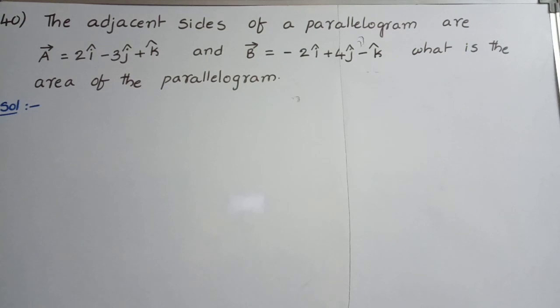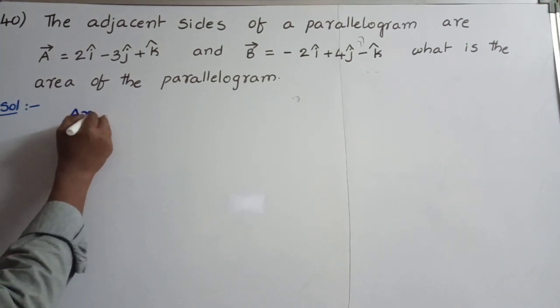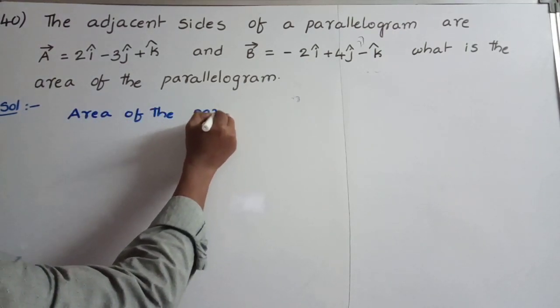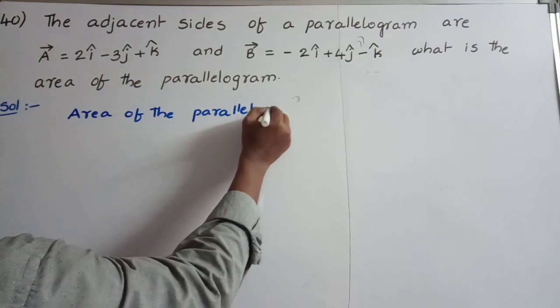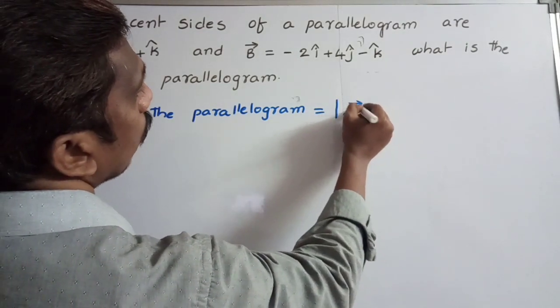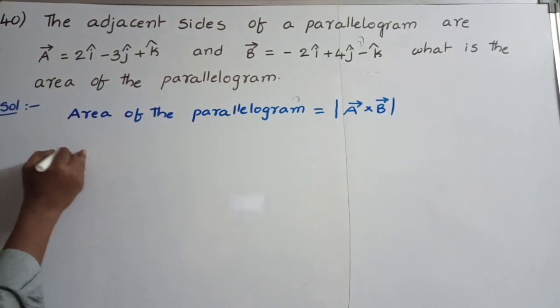Problem number 40. The adjacent sides of a parallelogram are a bar is equal to 2i cap minus 3j cap plus k cap, and b bar is equal to minus 2i cap plus 4j cap minus k cap. What is the area of the parallelogram? So the adjacent sides are given, then area of the parallelogram is equal to magnitude of a bar cross b bar. So first we should find a bar cross b bar value.